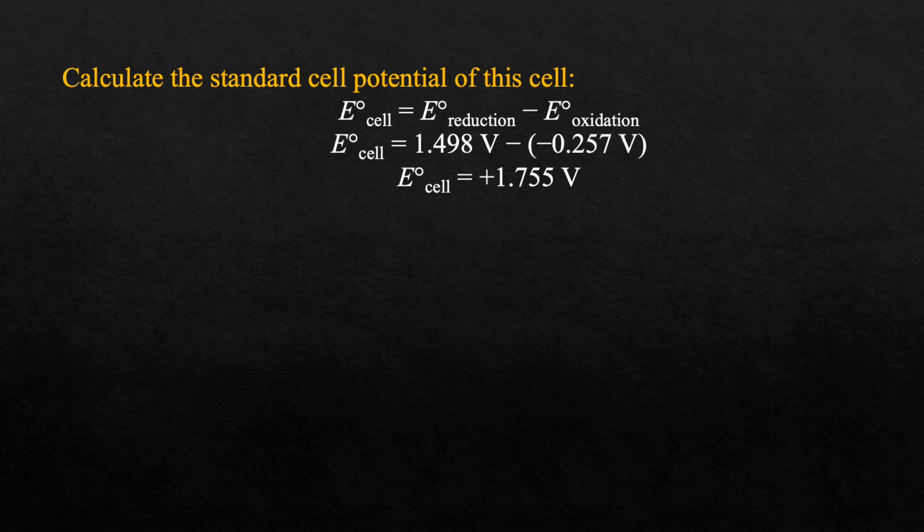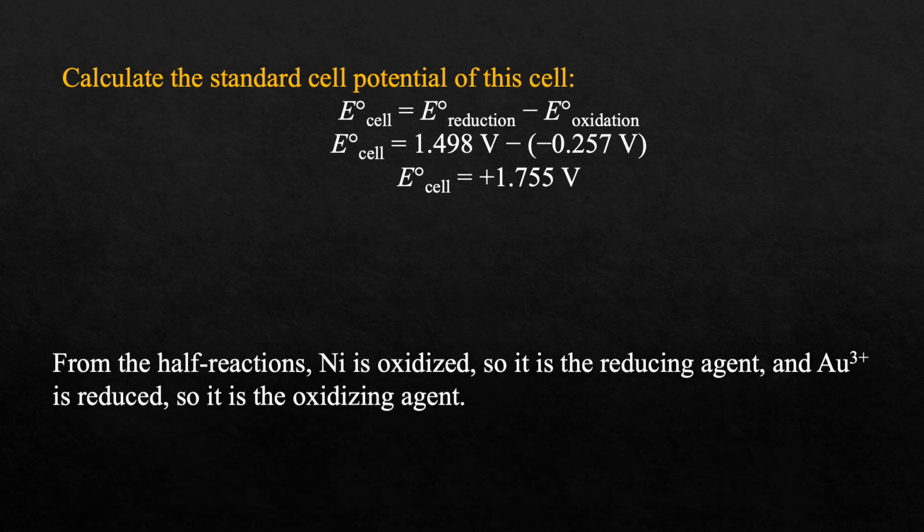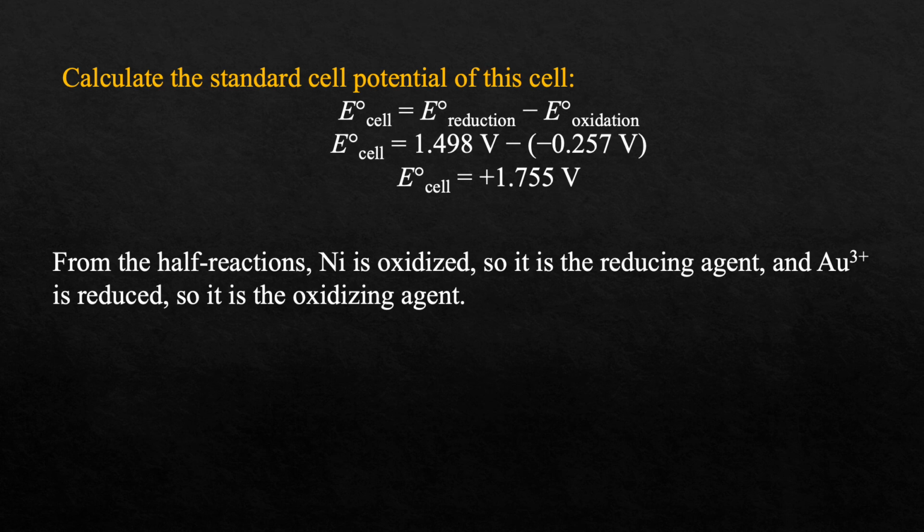As it's shown, this is a spontaneous redox reaction. And because nickel is oxidized, it's the reducing agent, and the gold ion is reduced, so this is the oxidizing agent. That was the end of our lesson for today. Thank you for listening.